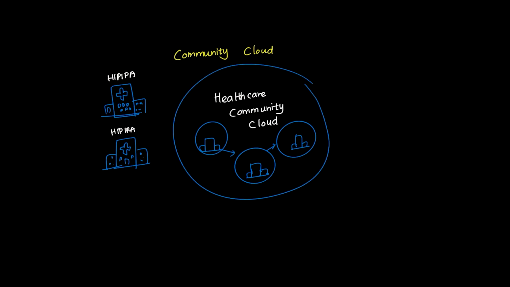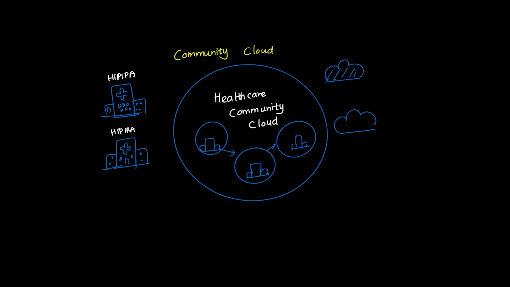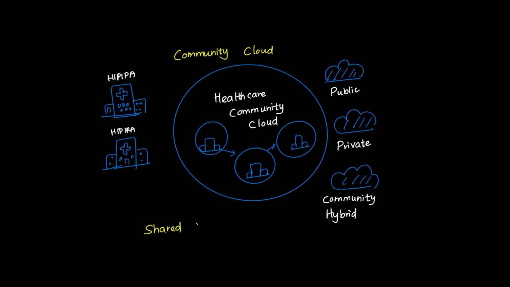A public cloud would mix healthcare data with all types of organizations, creating compliance risks. A private cloud serves only one organization, eliminating the cost-sharing benefits. A hybrid cloud combines different models, but doesn't create this industry-specific isolation. Only community cloud provides the perfect balance of shared costs and shared compliance requirements.